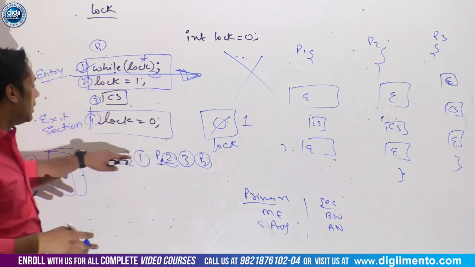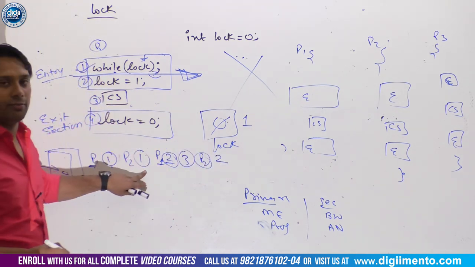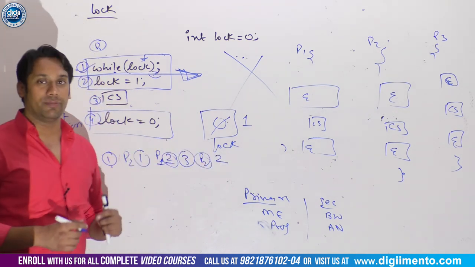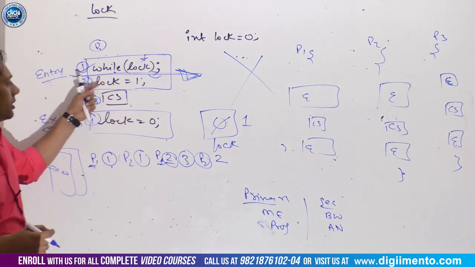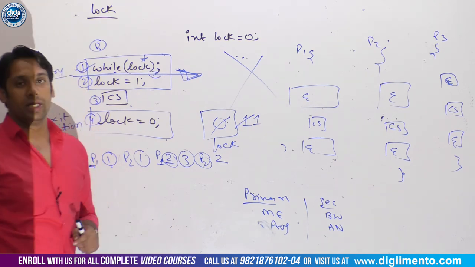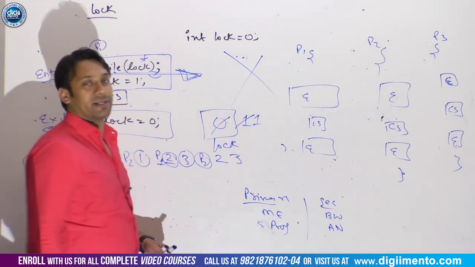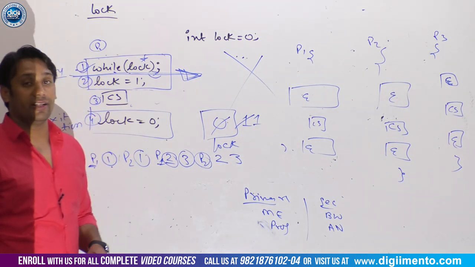Now what will P2 do? P2 will execute line number 2, since P2 already executed line number 1. P2 will make lock equal to 1. P2 will again update this value as 1. P2 also entered the value 1. Now P2 can also enter inside the critical section.